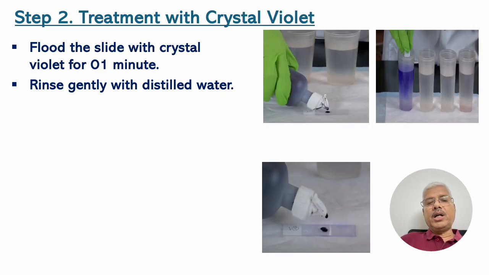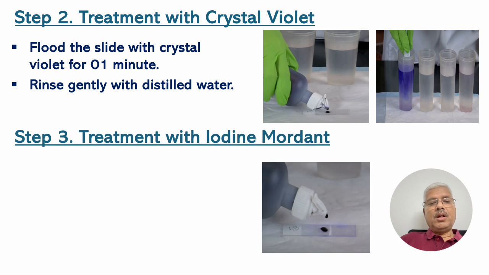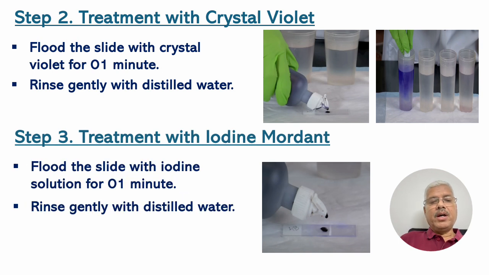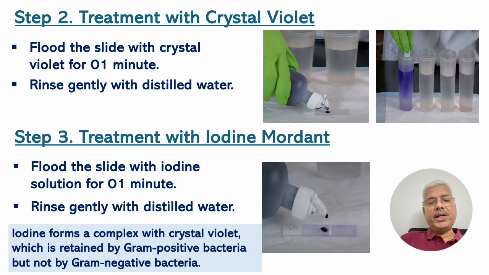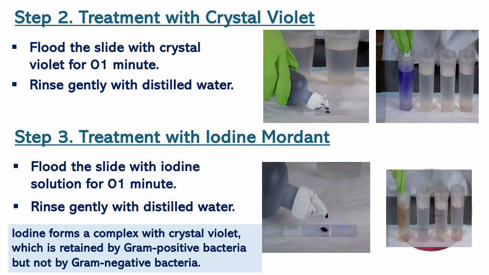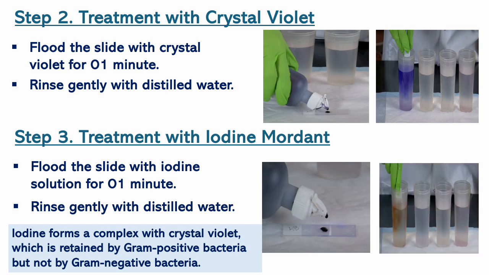Step 2, treatment with the crystal violet. Flood the slide with the crystal violet for 1 minute. Rinse gently with distilled water. Then step 3, treatment with iodine mordant. Flood the slide with iodine solution for 1 minute. Rinse gently with distilled water. The iodine forms a complex with the crystal violet, which is retained by the gram positive bacteria but not by the gram negative bacteria.